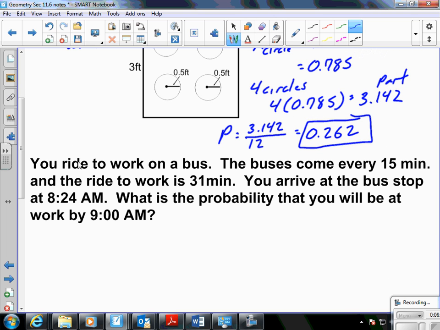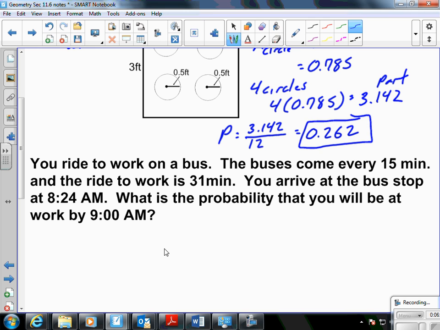All right. So next one says you ride to work on a bus. The buses come every 15 minutes, and the ride to work is 31 minutes. You arrive at the bus stop at 8:24 a.m. What's the probability that you will be at work by 9 a.m.? All right, so you want to be on time to work. You need to be there at 9.